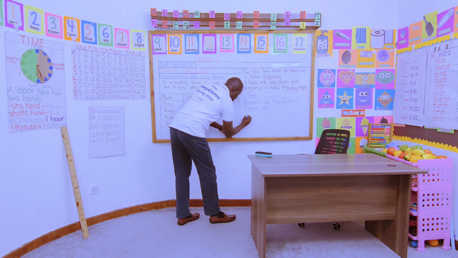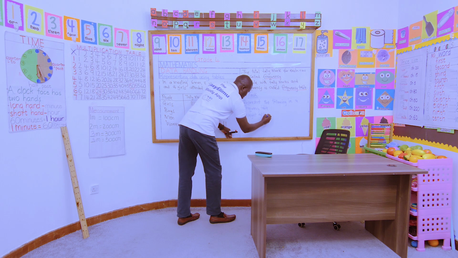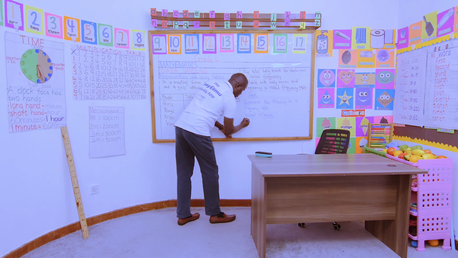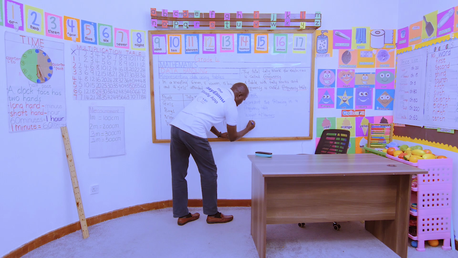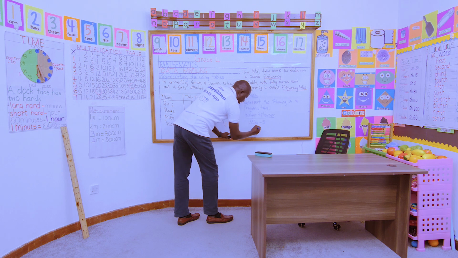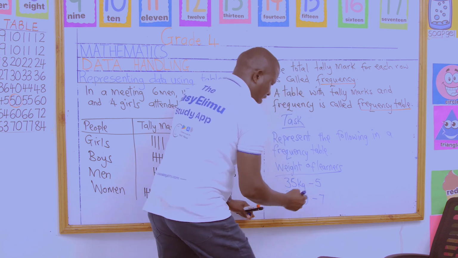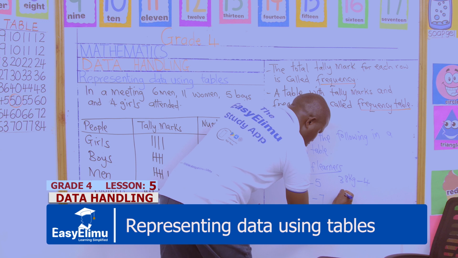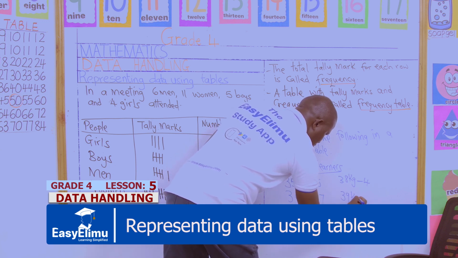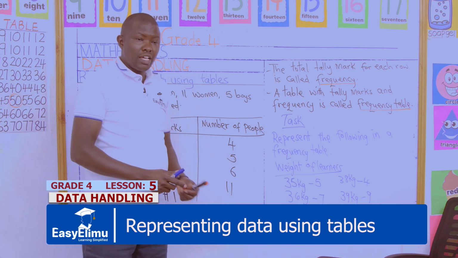What you are representing is the weight of learners. Learners with 35 kilograms were 5. Learners with 36 kilograms were 7. Learners with 38 kilograms were 4. And learners with 39 kilograms were 9. So learners, represent this information using the frequency table.